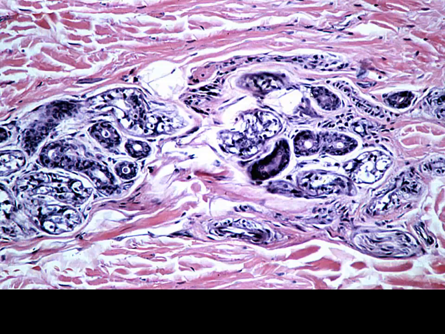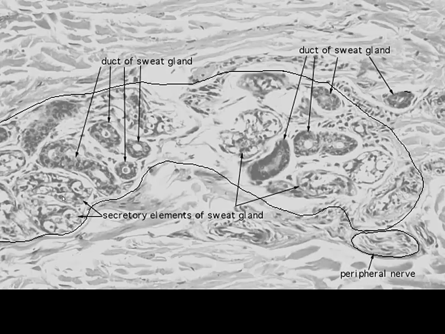Again, more of our sweat glands, the darker ductal structures that we see. You can actually see some material in, and then our parenchyma type structures. Again, our eccrine sweat glands are going to be the most prominent sweat glands that we have in our skin.